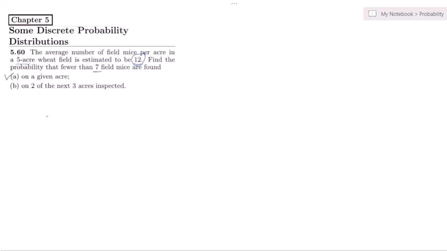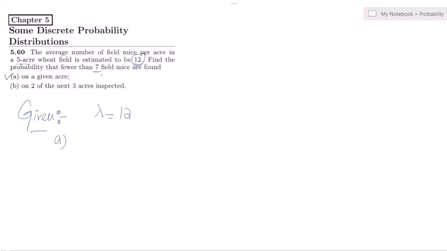Okay, so first, let me write the given data here. You can see that we have to find fewer than 7 field mice in a given acre, where the average number of mice in an acre is given. So this is the lambda, or the average number of mice. Wherever you get this average number and you want to find some other number of occurrences, that is the case where you have to use the Poisson distribution.